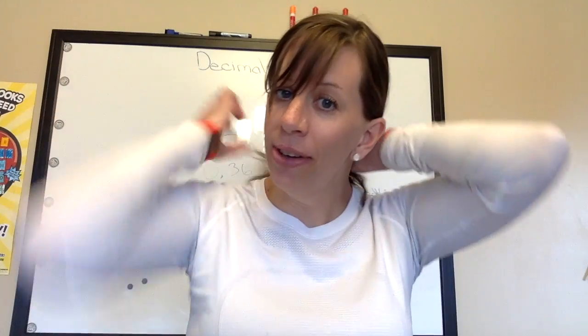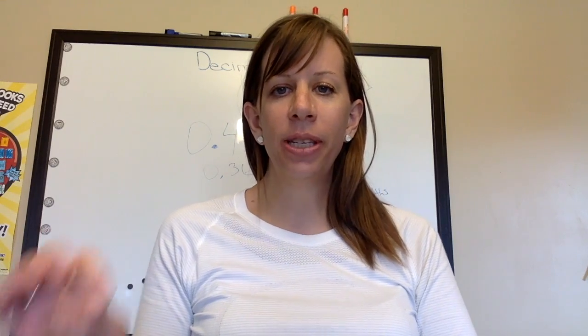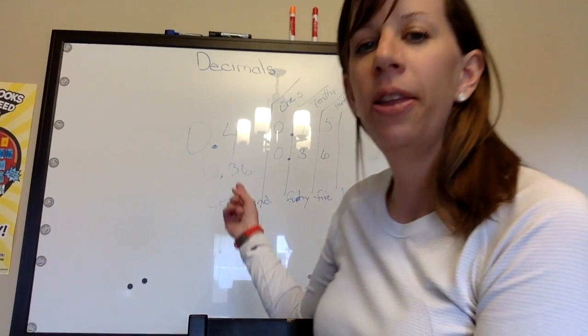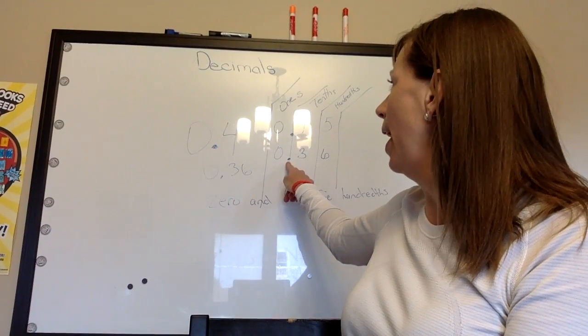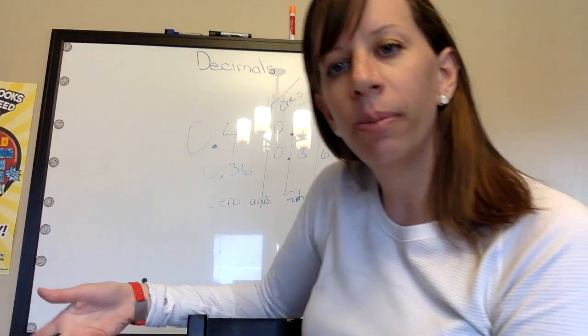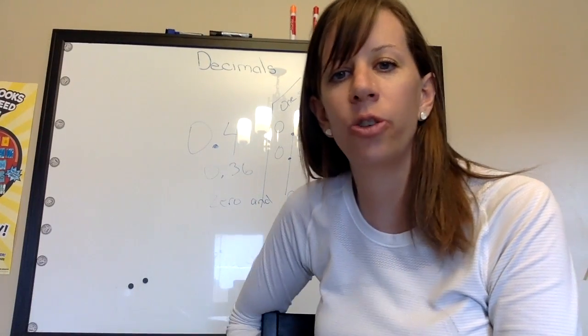Guys, so this is video 2 about decimals into the hundredths place. Yesterday we learned how to say decimals into the hundredths place. Here it is again on my board. This here is 0 and 36 hundredths. The reason we say hundredths is because the last digit ends in the hundredths place.